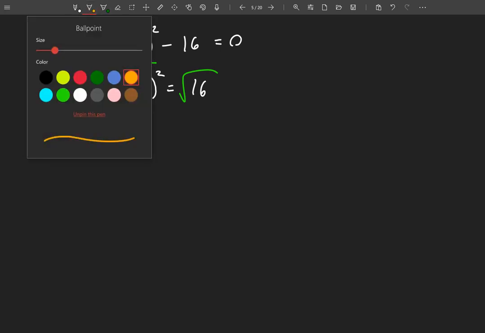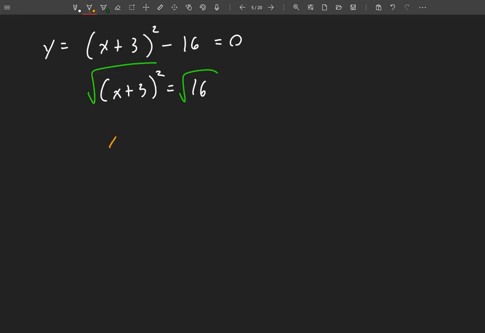Now what do I have left? Well, that square root cancels the square. The inside is protected. It's just what's left over. Now I can actually take this square root, can't I? I can go ahead and do that. So it's going to be plus or minus 4.